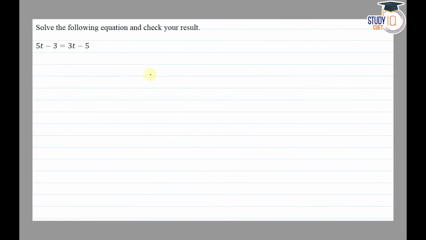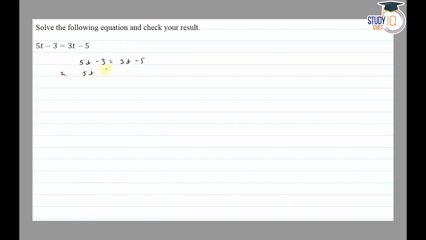Hello everyone, this question appears in Class 8th NCERT chapter of linear equation in one variable. This is second question of its exercise 2.3. So the question says that solve the following equation and check your result. So 5t minus 3 is equal to 3t minus 5.